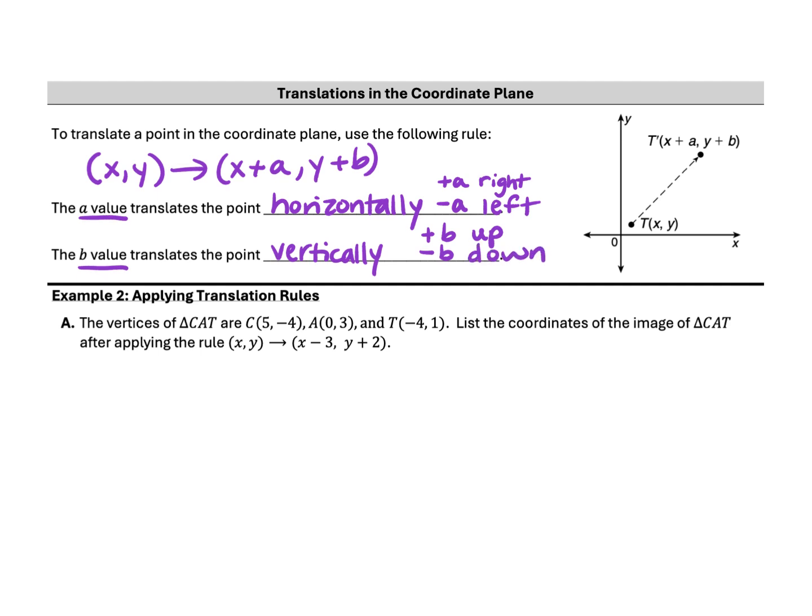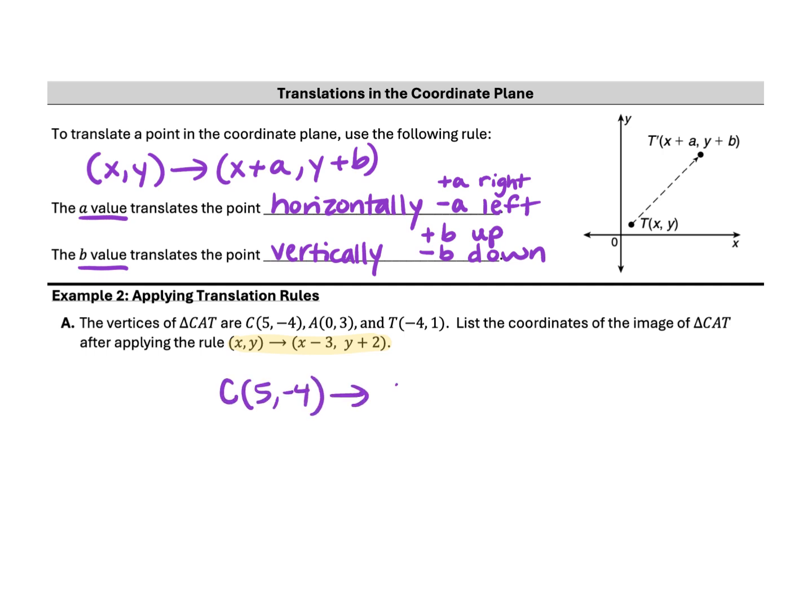Let's practice applying a translation rule. Here, we're given the vertices of triangle CAT, and we want to list the coordinates of the image of triangle CAT after applying this rule. XY maps to x minus 3, y plus 2. Now notice I don't have graph paper here, but what I can do is I can just plug my points in. We'll start at C, which is 5, negative 4.